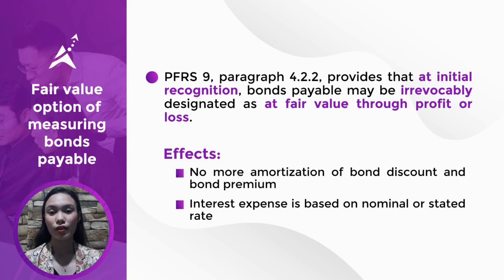Now, what will be the effect if this were to be the measurement chosen by the entity? First is that no amortization needed. Why? Because the measurement is at fair value and not at amortized cost. Also, if there is no amortization, the account titles of premium or discount should not be presented or recorded. Another effect is that the interest expense is based on nominal or stated rate. Even if the effective rate or market rate is given, this will be ignored.